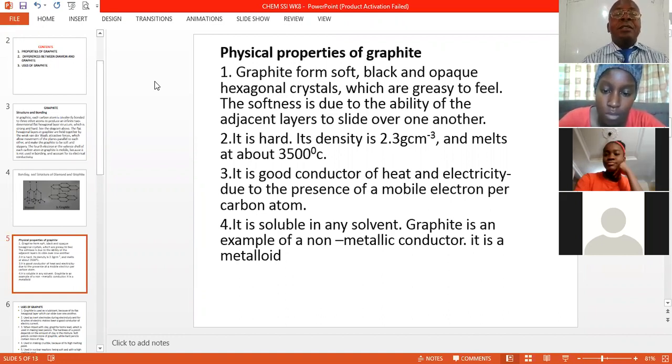Number 3, graphite is a good conductor of heat and electricity. Now, this is a wire question here.